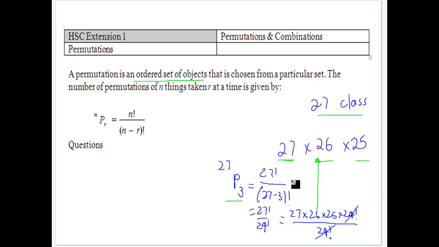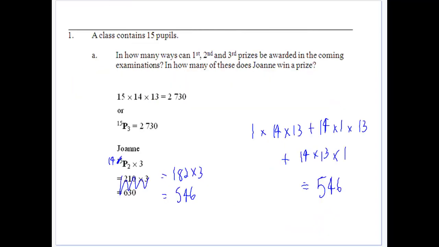We can write it that way, or we can use the idea of a permutation and put it in our calculator. Again, our calculators bypass these steps for us and bring us down straight to our answer. But this is what a permutation is talking about: an ordered set of objects that we're choosing from a whole set. So this time we've got a class containing 15 pupils. How many ways can we find the first, second, and third prizes being awarded?